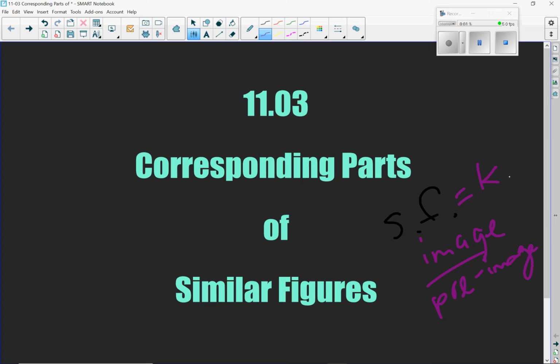Okay. Then in lesson 11.2, which relates to how we get this image to pre-image ratio, we define similarity as two shapes where one can map to the other by way of a dilation and then a rotation or a reflection or something like that. This lesson is really where we get this part about the ratio of the image to the pre-image, and it's where we match up corresponding parts of similar figures. This is the same kind of stuff that you did in middle school when you first started learning about similarity. Okay, so here we go.